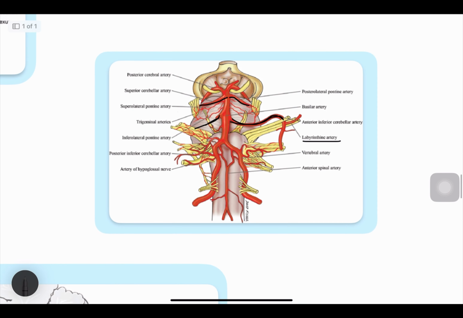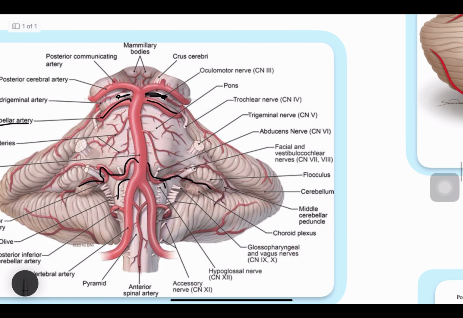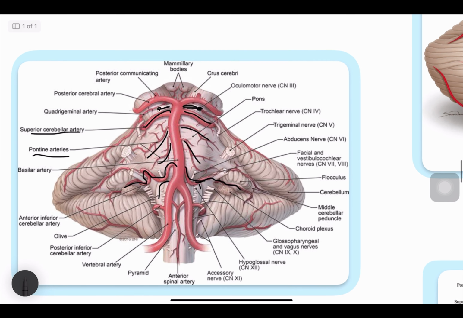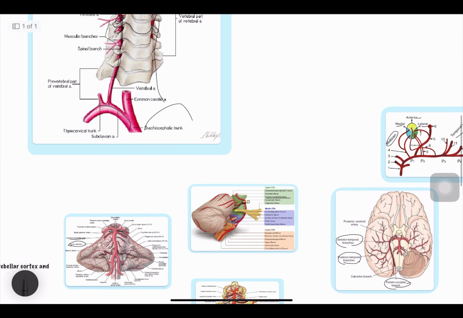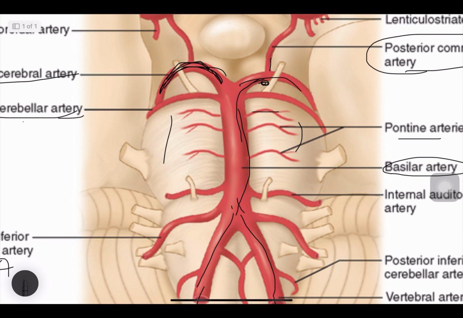So over here we can see the pontine arteries on either side of the pons. Over here as well we can locate the pontine arteries. And in this picture as well, we can see the pontine arteries at right angles.